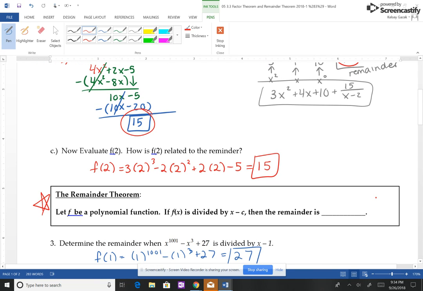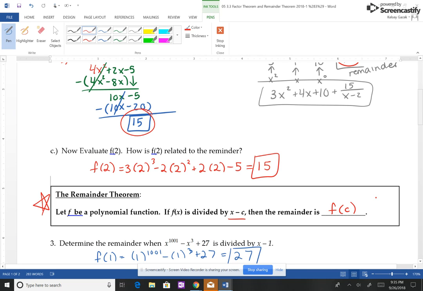And it says if we have a polynomial and we're dividing it by x minus c, like above when we divided by x minus 2, we know that the remainder is going to be the same thing as what we get when we plug in that value. So just like what we got when we plugged in 2.